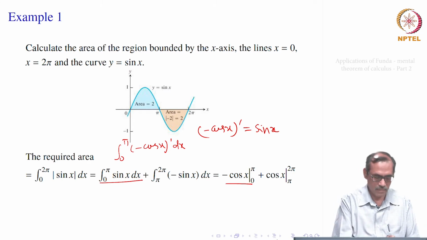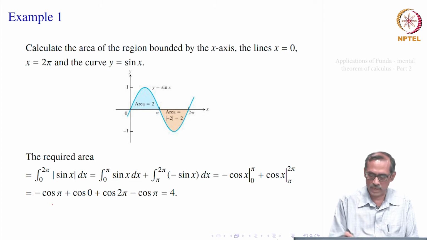Now, we write them in the expanded form, that gives minus of cos pi minus cos 0, plus cos 2 pi minus cos pi. Now minus cos pi gives 1, cos 0 gives 1, cos 2 pi is 1 and minus cos pi is again 1. So, you get the answer as 4. So, you see that is the way we have used the fundamental theorem of calculus here, that the integral of f prime x equals f of x.